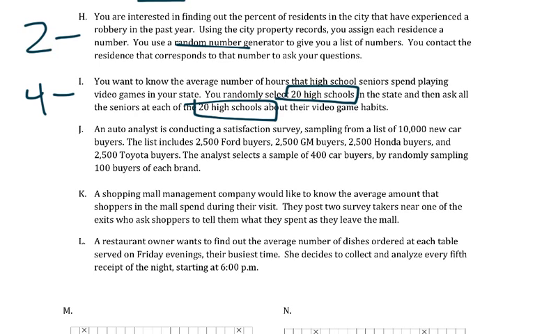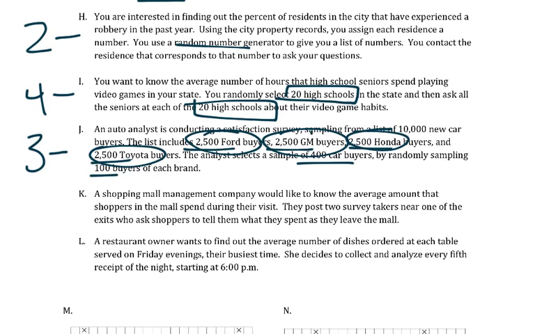J, an auto analyst conducting a satisfaction survey. They get a sampling of new car buyers, and each has a certain amount, and they choose 100 from each brand. Okay, that's the stratified, because you've got them separated, and from each group you're choosing a certain amount. Whereas this one you're choosing the whole group of those.